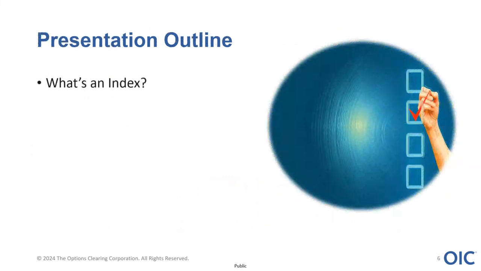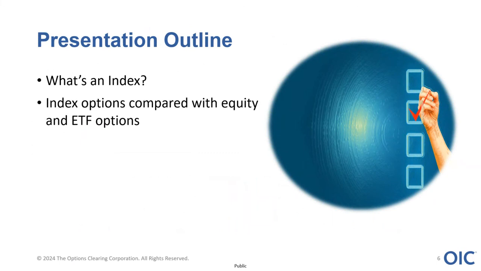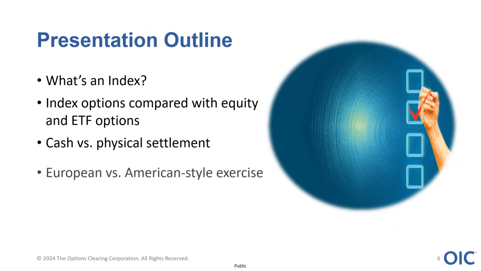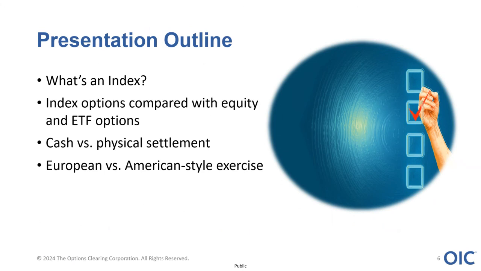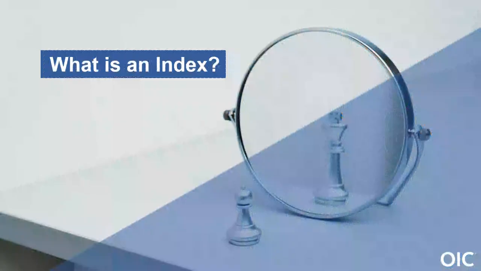Here's what we're going to talk about: comparing ETF and index options. Where do we have to start? We've got to start with what's an index. Then index options compared with equity and ETF options. One of the big ways they're different is their cash versus physical settlement. We'll talk about that. We'll also talk about European versus American style exercise, which is another way that they are different. And we'll talk at the end about indices as portfolio protection tools. That's one of the things we're going to touch on at the very end, which I hope will give you some actionable ways to think about using index options.